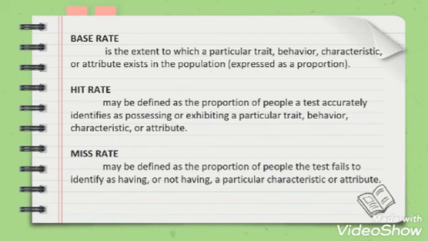Next, we also have what we call miss rate. It may be defined as the proportion of people that a test fails to identify as having or not having a particular characteristic or attribute.